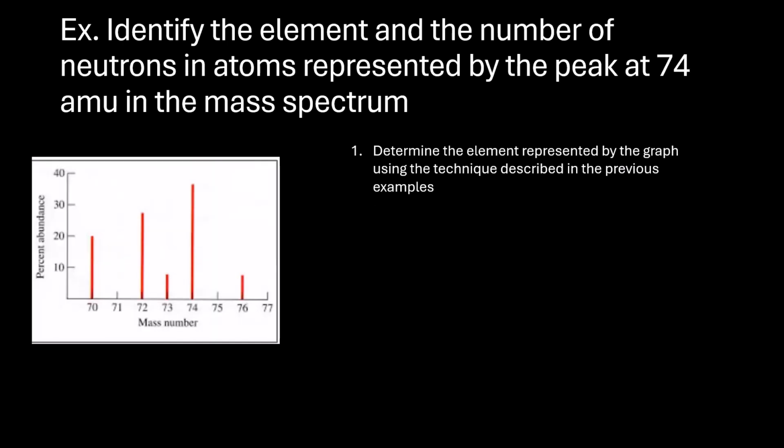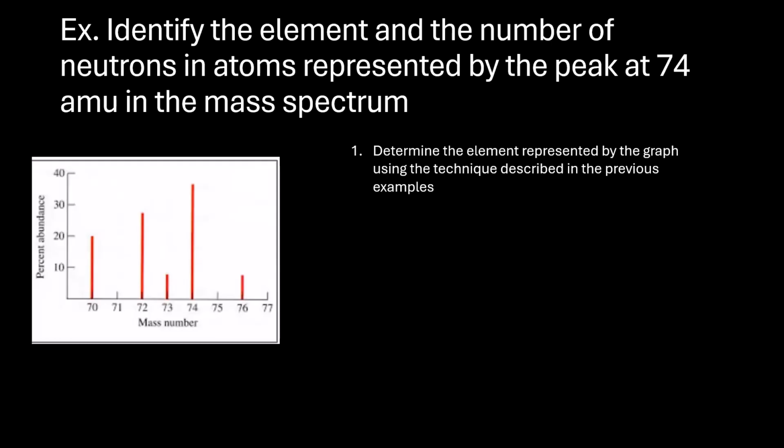And finally, the last style of question that you could see, and this is probably the hardest of the three, asks you to identify the element, and then takes you a step further. You're going to need to figure out the number of neutrons in the atoms represented by the peak at 74 AMU in the mass spectrum. Now, this could leave out the identify-the-element part because it's assumed that you're going to have to do that in order to figure out the number of neutrons.